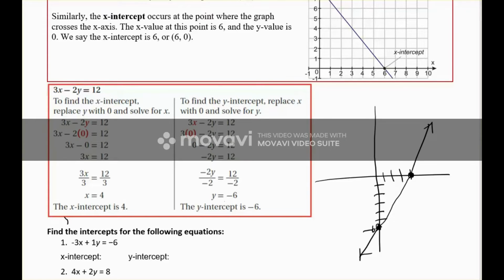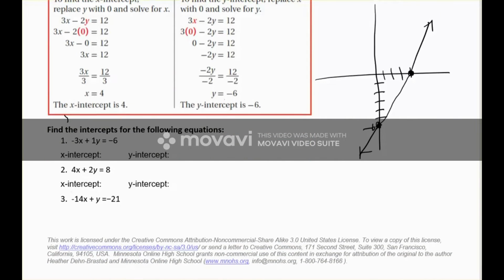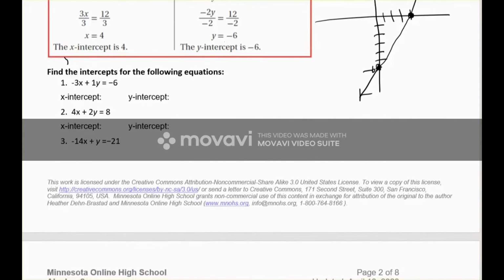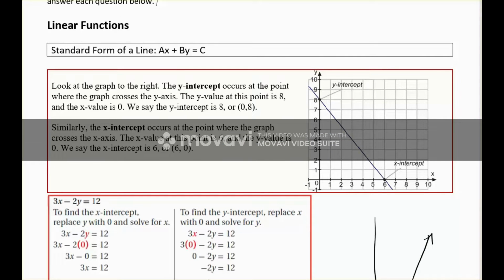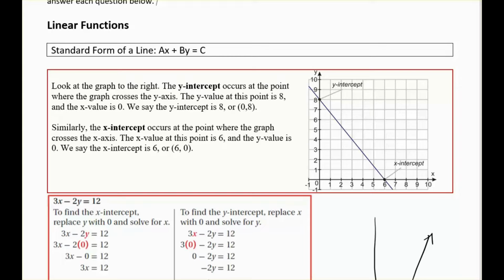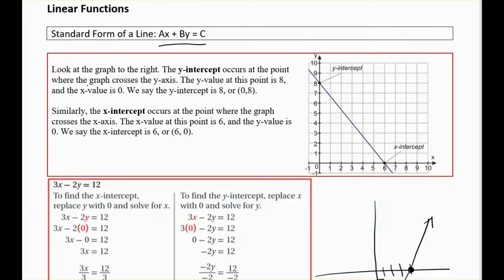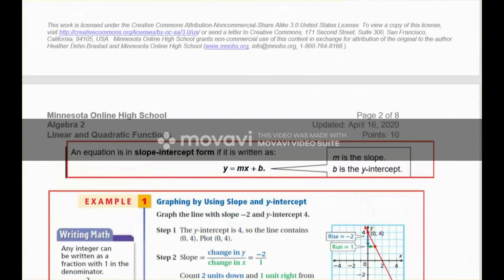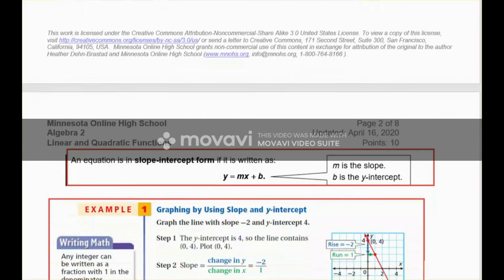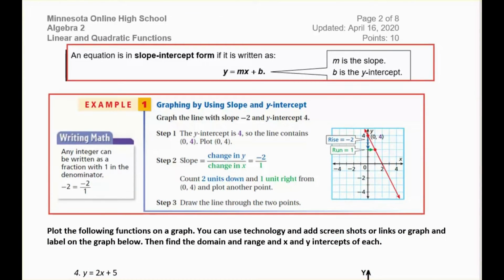So for your assignment, you're going to practice finding the x and y intercepts of some equations. These are written in standard form. Standard form of a line is something times x plus something times y equals c. So that's the standard form. And standard form is really good for finding intercepts. It's not as good for graphing a line, although if you find the intercepts you can graph a line fairly well. But a lot of times we like to use slope-intercept form in order to graph a line.